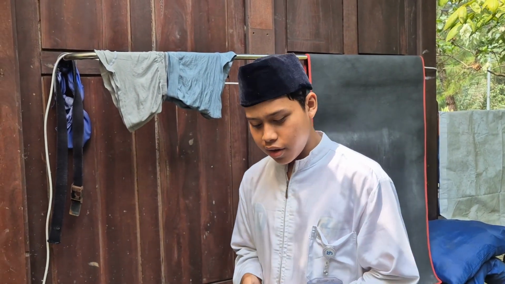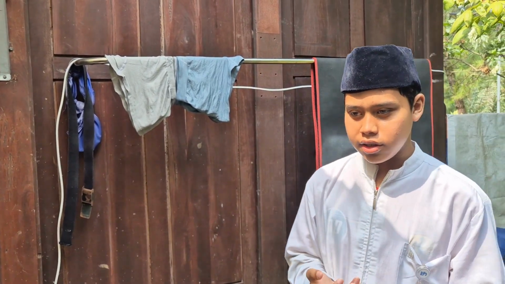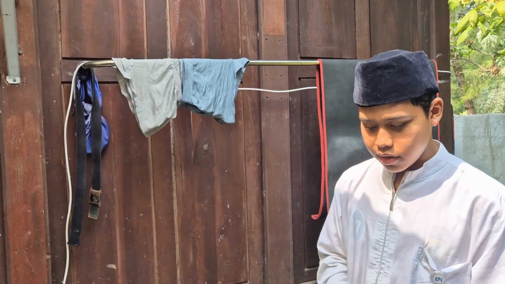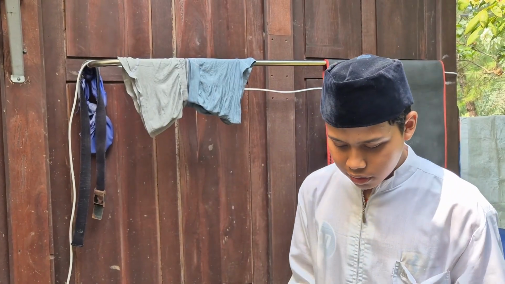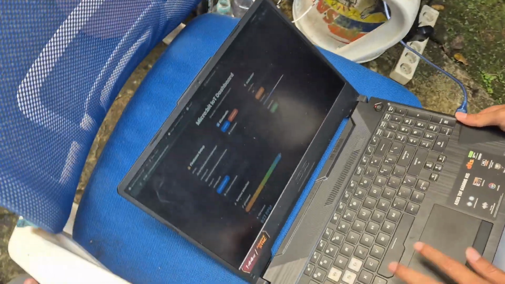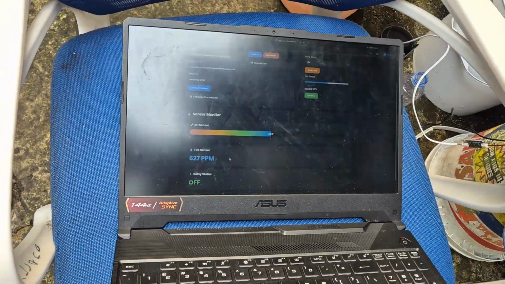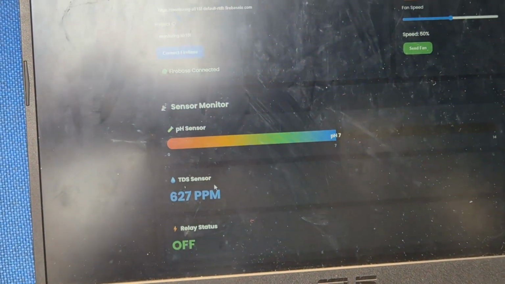So today I'm going to demo my newest project in IoT. The name is Greenhouse. Here we have a website. There are two sensors here: a pH sensor and a TDS sensor.